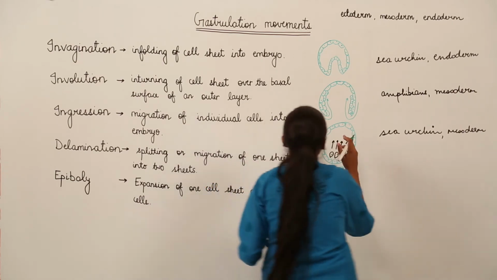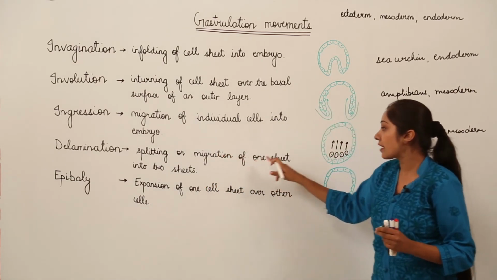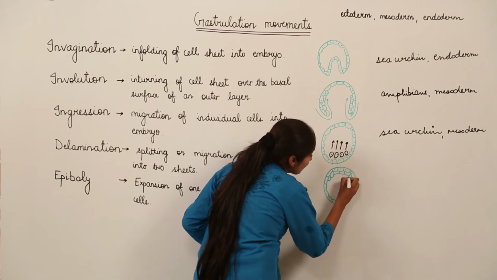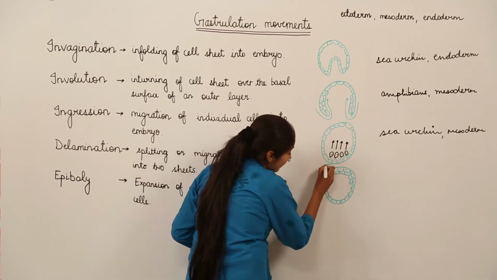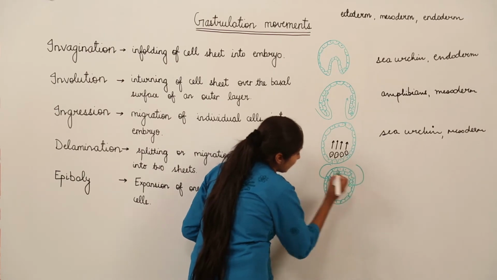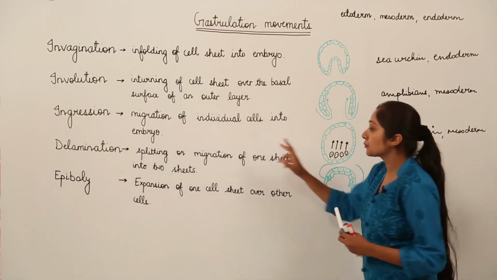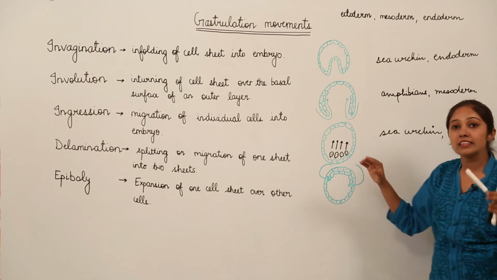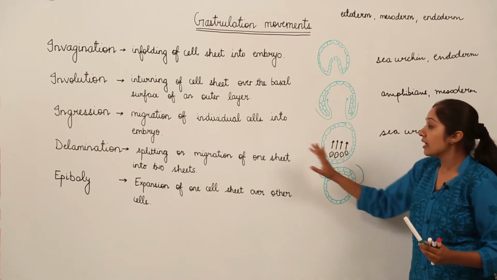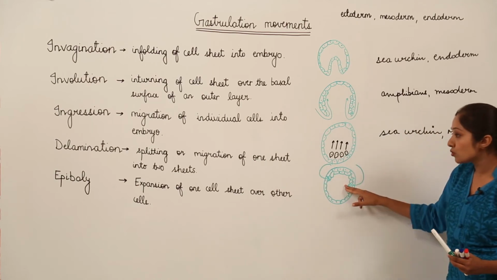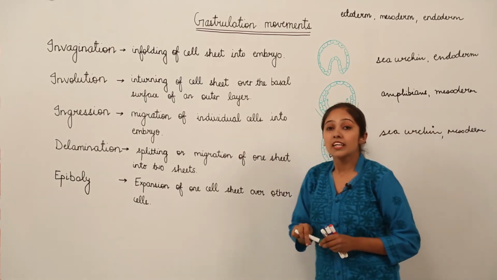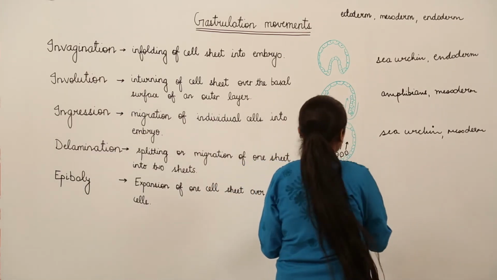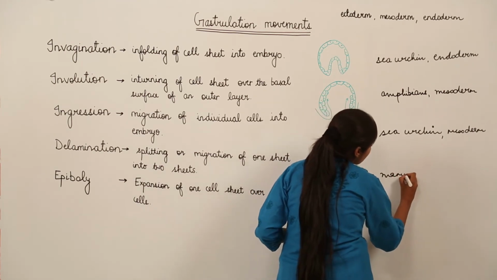So what is this actually conveying? Splitting or migration of one sheet into two sheets. So here I have another sheet of cells, and the movement is somewhat in this direction. Okay, we'll show the arrows like this. So this type of movement, that is splitting or migration of one sheet into two sheets. This can be splitting also, or this can be migration also. I mean, the cells have moved, and this migration of one sheet into two sheets is known as delamination. Now let's see in which type of organism this type of gastrulation movement is seen. This type of gastrulation movement is seen in case of mammals and birds.